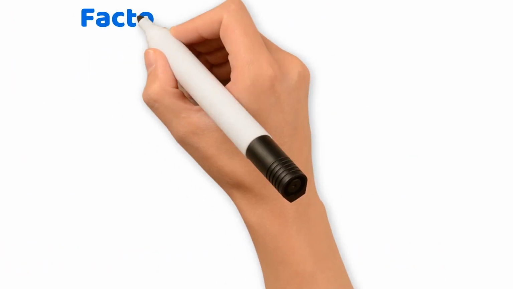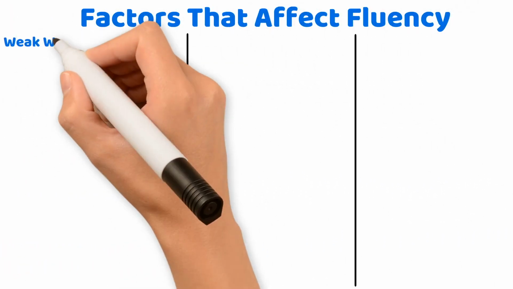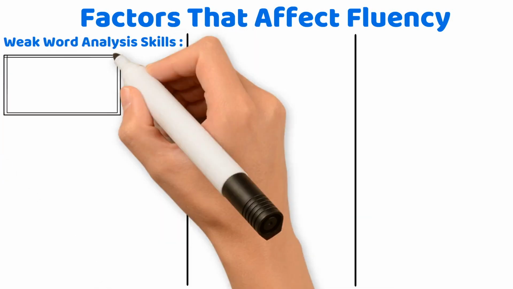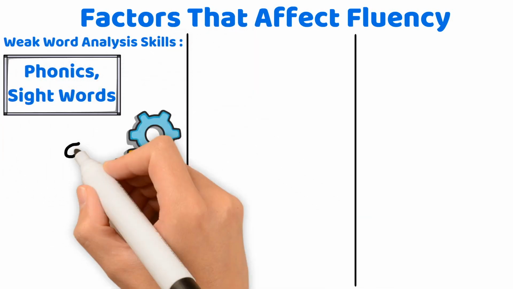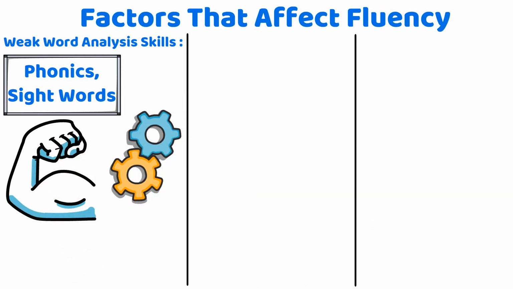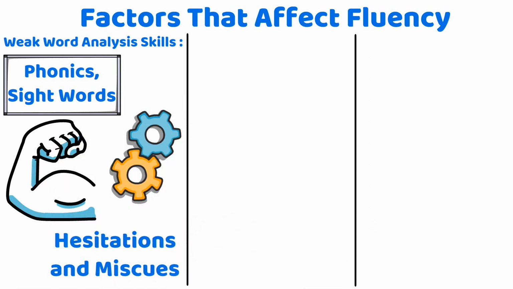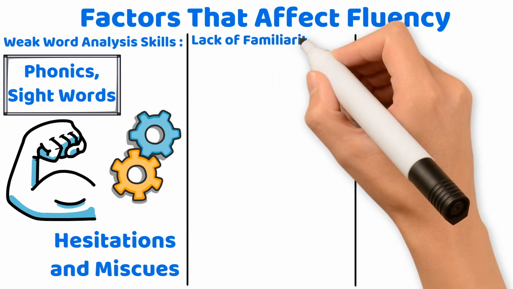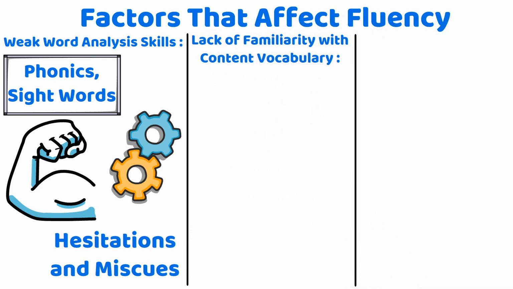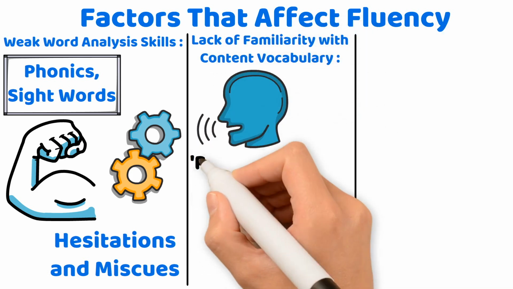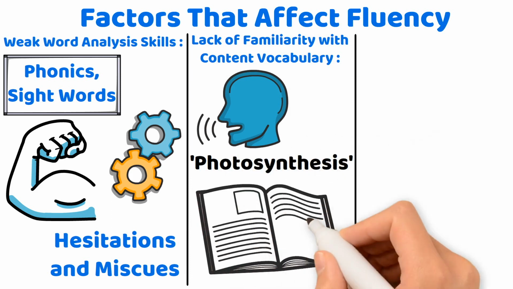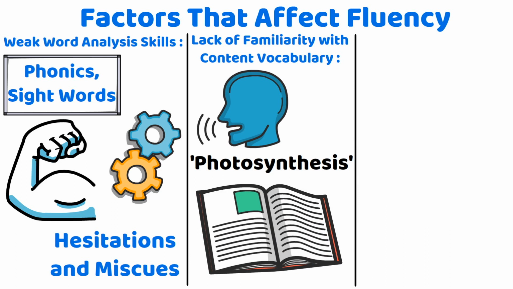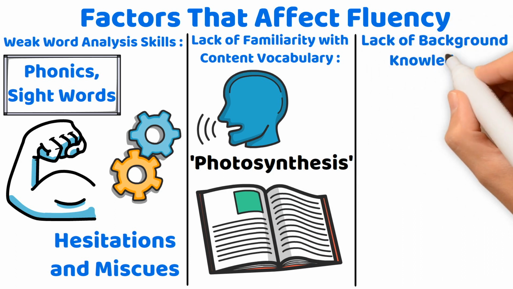Now let's move on to the factors that affect fluency. First, we have weak word analysis skills. This includes phonics, sight words, and the ability to analyze word structures. A strong foundation here reduces hesitations and miscues in reading. Then, there's a lack of familiarity with content vocabulary. Words specific to a subject area, like photosynthesis in science, need explicit teaching to build fluency in content areas. Don't forget about having a lack of background knowledge.